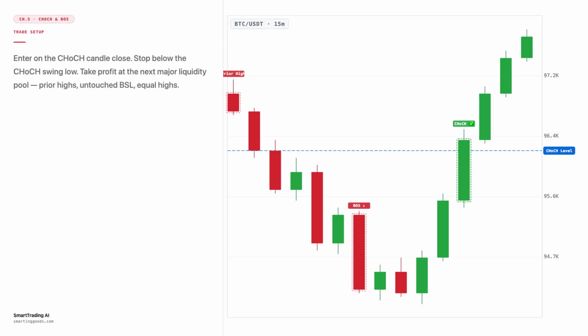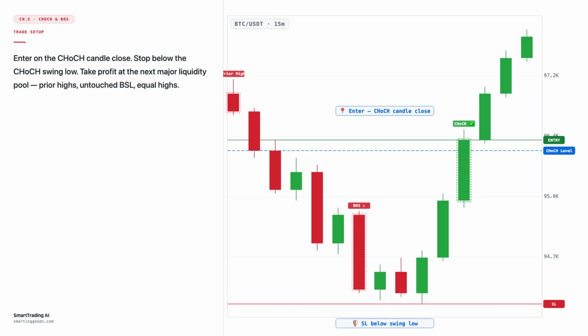Here is how you trade the CHoCH setup. Enter on the CHoCH candle close, the candle that closes above the prior swing high. Your stop goes below the CHoCH swing low, which was the last significant low before the break. Take profit at the next major liquidity pool above. Prior highs, untouched BSL, equal highs.